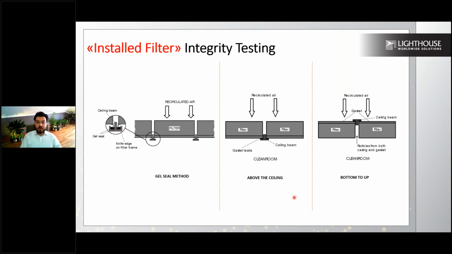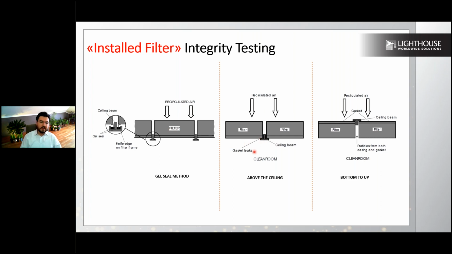The second one is above the ceiling. In this case, you are placing all your HEPA filters above your seal from your service area. Your gasket is fitting into this ceiling beam, and many times these gasket leaks are around it. You are able to see all these gasket leaks easily.